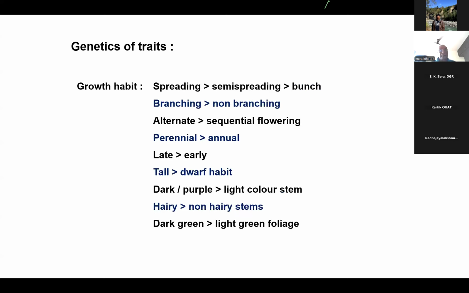Genetics of traits, growth habit. Spreading is dominant over semi-spreading. Semi-spreading is dominant over bunch. Branching is dominant over non-branching. Alternate branching is dominant over sequential branching. Perennial is dominant over annual types. Late type is dominant over early. Tall is dominant over dwarf. Dark or purple is dominant over light colored stem. Hairiness on stem is dominant over non-hairy stems. Dark green foliage is dominant over light green foliage.